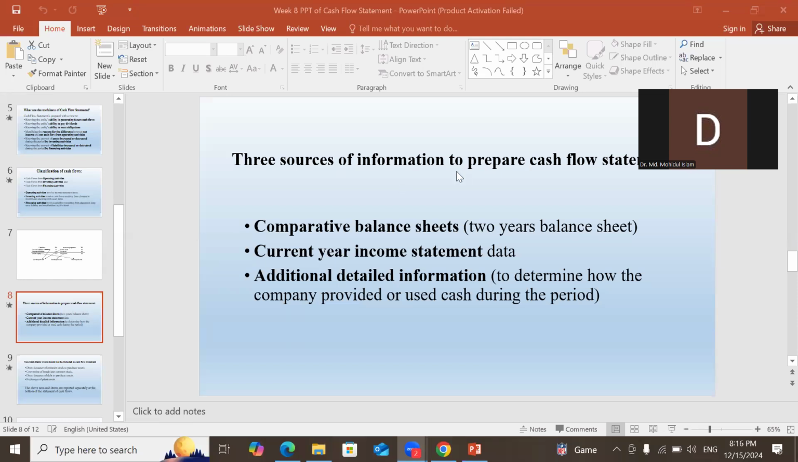Three sources of information to prepare the cash flow statement. First, compare balance sheets. By comparing the balance sheets, you may get the information about the cash flow statement. Second, the current year income statement, from which you may get cash flow related information. Third, additional detailed information to determine how much cash the company provided or used during the period.